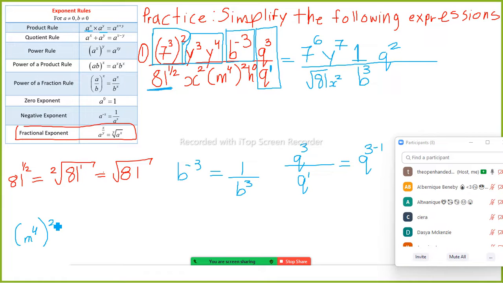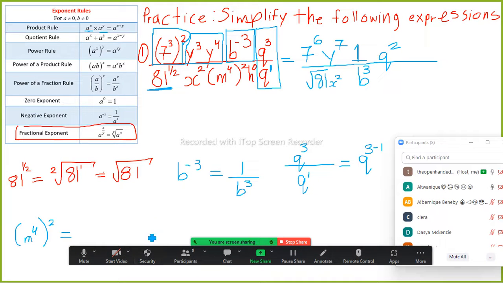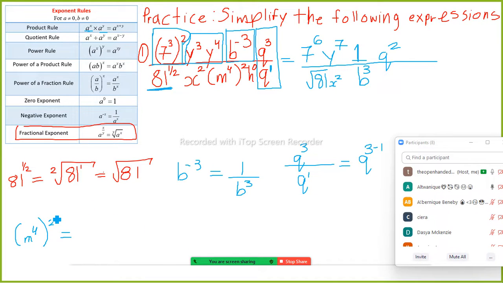So with the power rule, it's going to be what? What could we do with the powers? Yes, we can multiply the powers. So that's 4 times 2, which is 8. So m to the power of 8. Good. Now, what is h to the power of 0? 1. Very good. So that's 1.